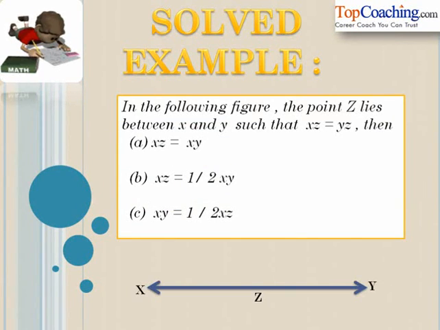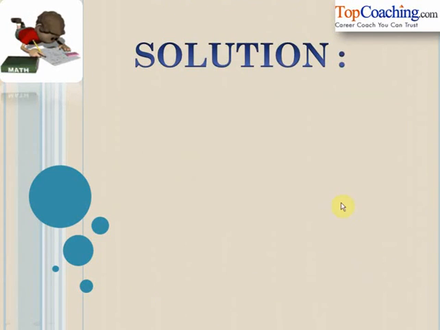In the following figure, the point Z lies between X and Y, such that XZ is equal to YZ. Then, which of the following is correct? Option A is XZ is equal to XY. Option B is XZ equal to 1 by 2 of XY, and XY is equal to 1 by 2 of XZ. So in this problem we have been given a figure in which there's a line and Z lies between X and Y such that XZ is equal to ZY, and we have to find out which of the following options is correct. So let's look at the solution of this problem.